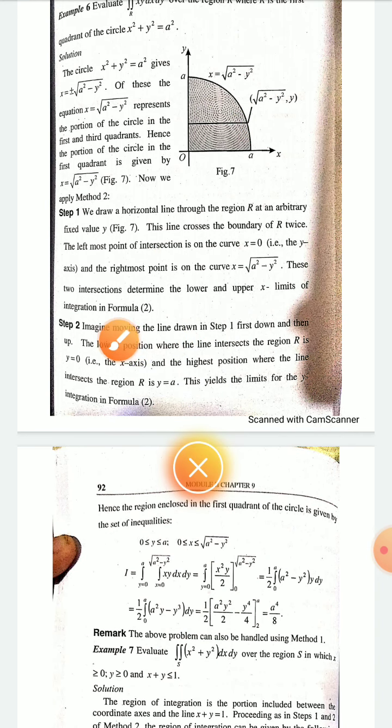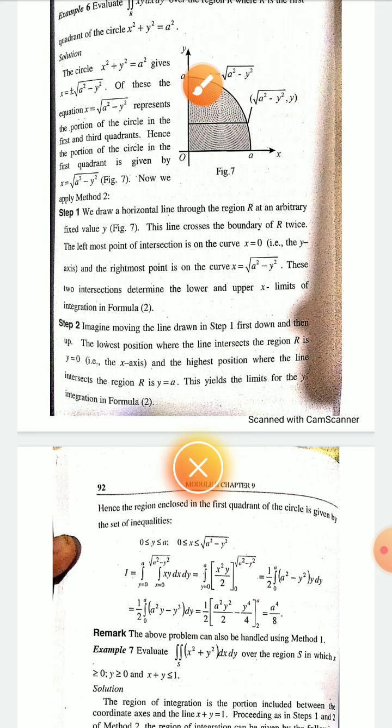Now we have to find the limits of y. For that, consider step 2. Imagine moving the line drawn in step 1 first down and then up. First when we go down, it meets the x-axis. The equation of the x-axis is y is equal to 0, and when the line moves up, the highest position where the line intersects the region R is y is equal to a.